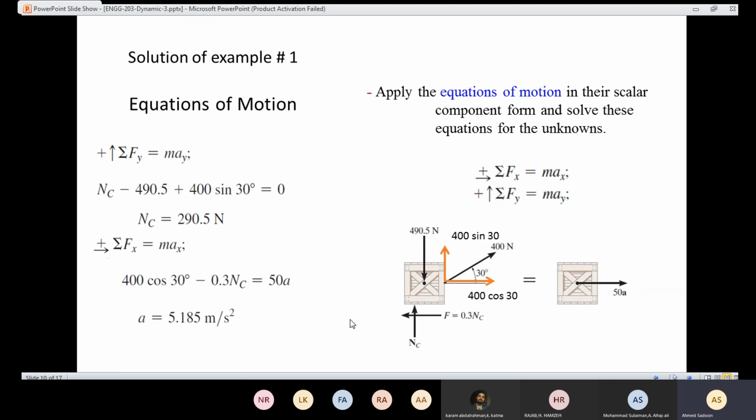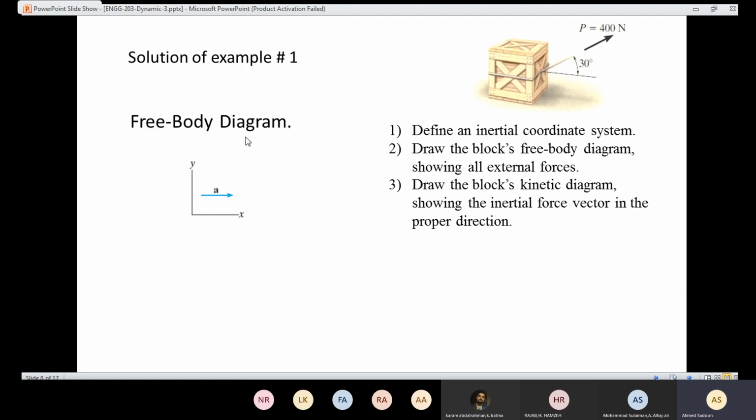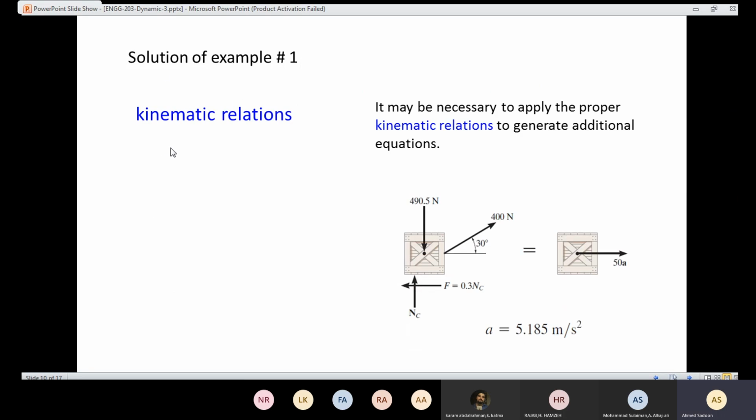Now, if we get back to the question here, it's required to determine the velocity of the crate in 3 seconds starting from rest. So here I just got the value of the acceleration, but they want the value of the velocity. So what should I do in this case? I need to use the kinematics equation, because I need to know the value of the velocity, and here I have only the value of the acceleration. So now I'm going to solve a kinematic equation.